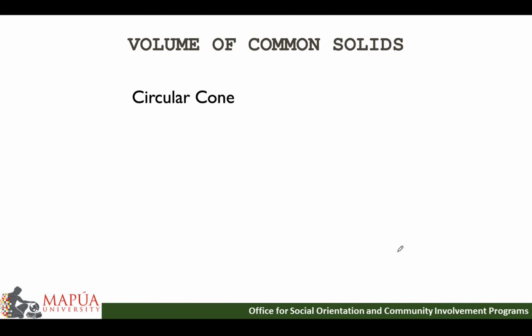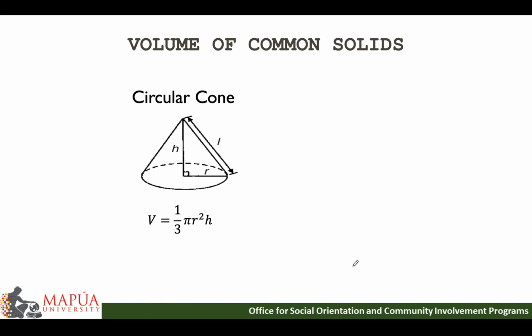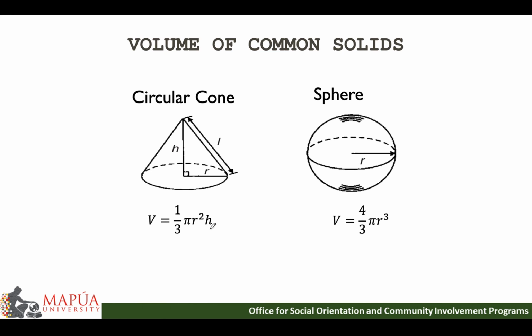Now, for the circular cone, given the dimensions, the radius and the height, the volume is equal to 1/3 pi r squared multiplied by the altitude. And for the sphere, given the radius r, that would be 4/3 pi r cubed.